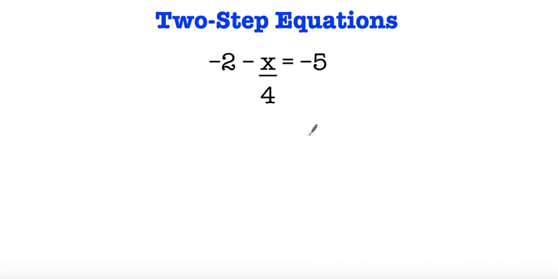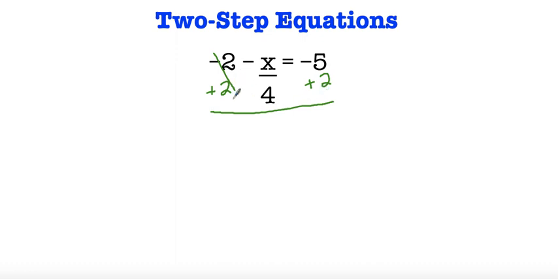All right, so here we have our last problem. We have negative 2 minus x over 4 is equal to negative 5. So remember, our goal is to isolate our x. So we're going to have to get rid of this negative 2, and in order to do so, we have to add 2 on both sides.